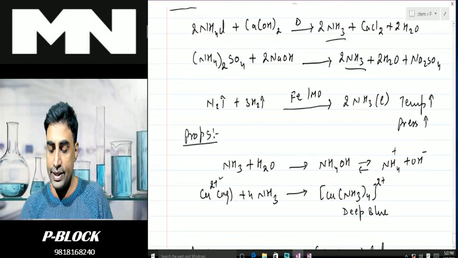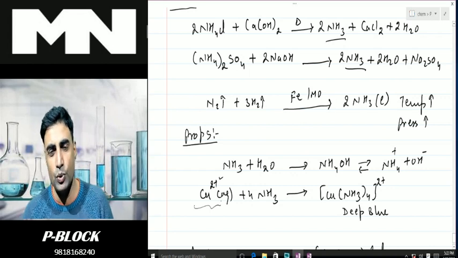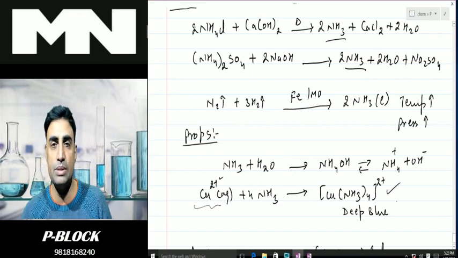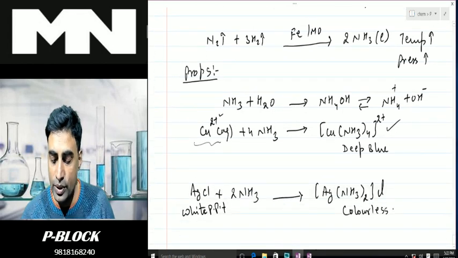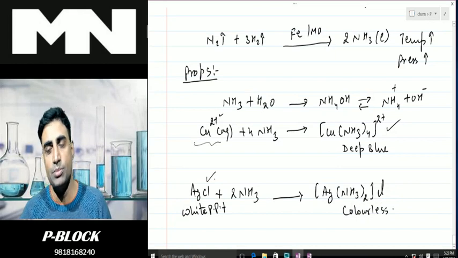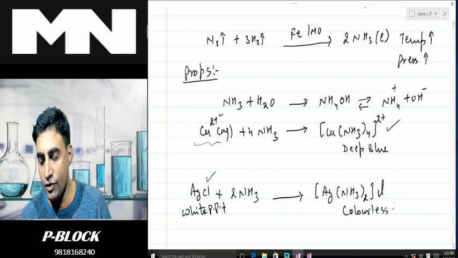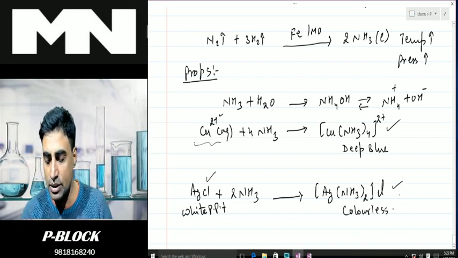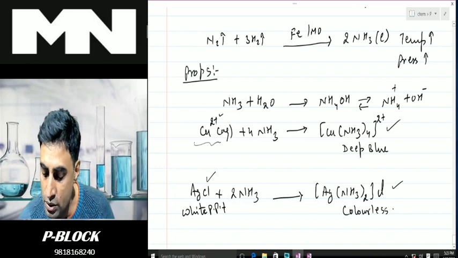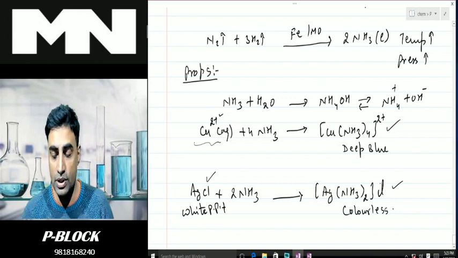Once again, let me repeat it. Cu positive ion in aqueous medium is very lightly blue colored. But when you add ammonia to it, it gets converted to its coordinate compound, which is deep blue in color. Likewise, if we talk about silver chloride, you have white precipitates of AgCl. If you add some ammonia, these AgCl precipitates will dissolve in the test tube and form a colorless solution, which is a coordinate compound and an ionic compound. So this is the reaction of ammonia with copper and silver chloride.